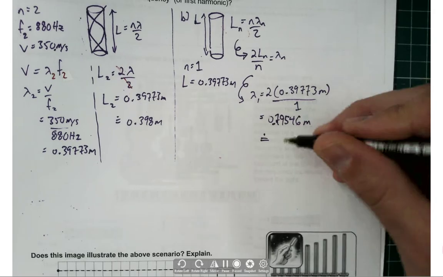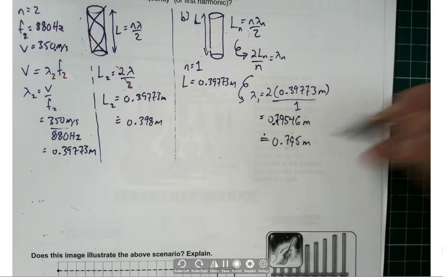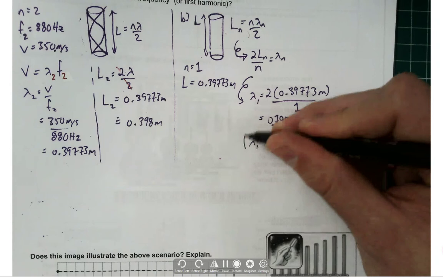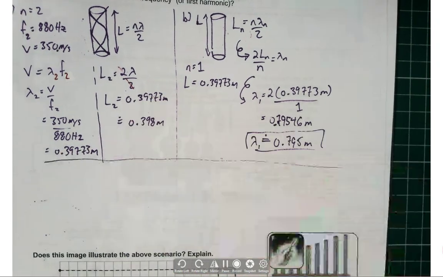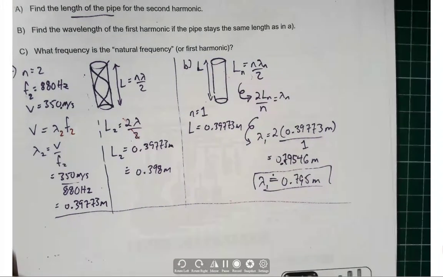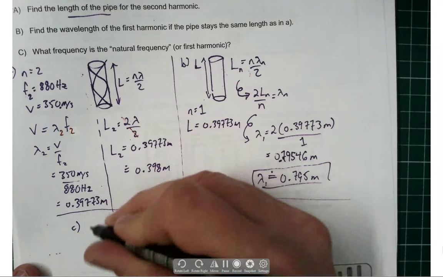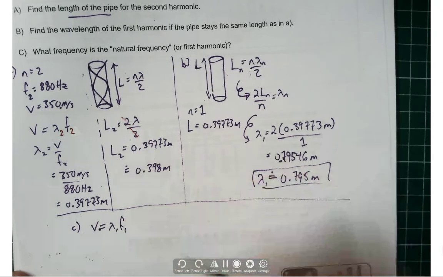It'll end up being 0.795 meters for the wavelength. So I'm going to emphasize that it's lambda 1 because that's for the first harmonic specifically. And then part C says, what's the natural frequency? Well, if we have lambda 1, then V equals lambda 1 times F1.